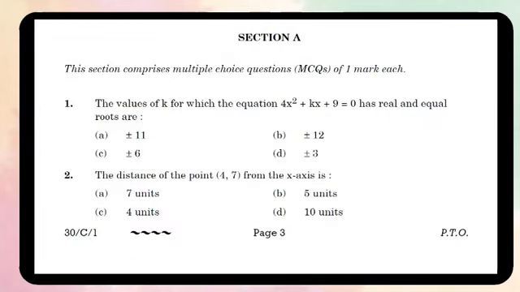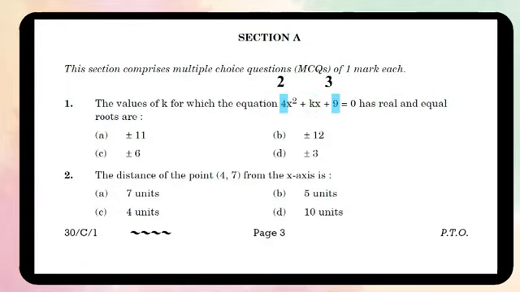Students, I am going to teach some shortcut methods and techniques to solve the Section A problems in this question paper. Look at problem number 1. Suppose you find a problem in this category, that is, you need to find the value of k, which is the middle term, and the equation has real and equal roots, you follow this technique.